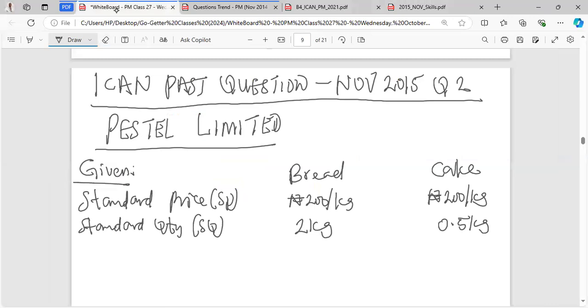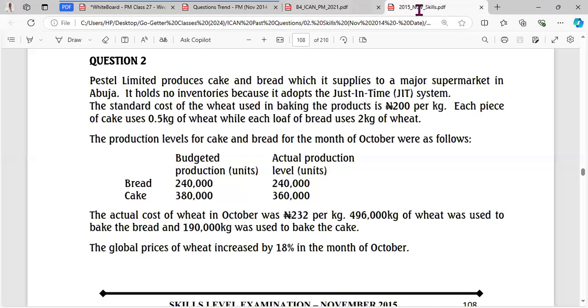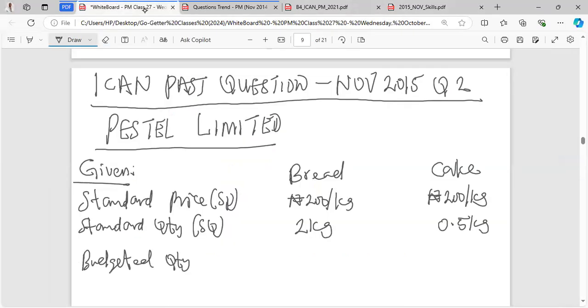So I will say budgeted quantity. Okay, for bread it is 240,000. So this is units, 240,000. Then the other one is 380,000.